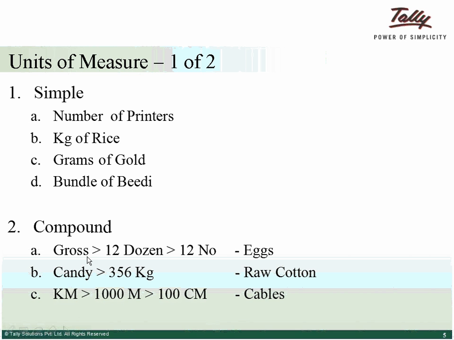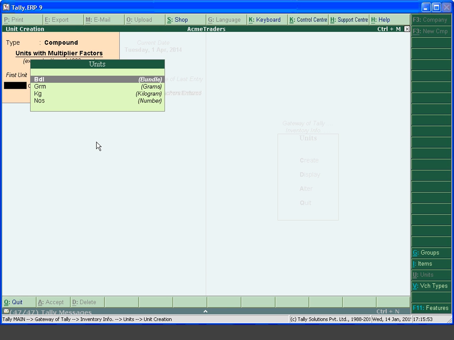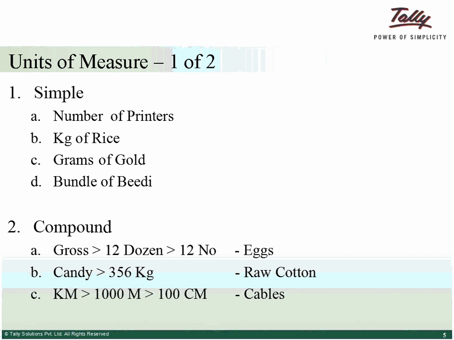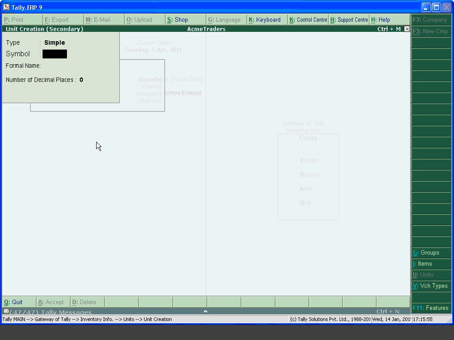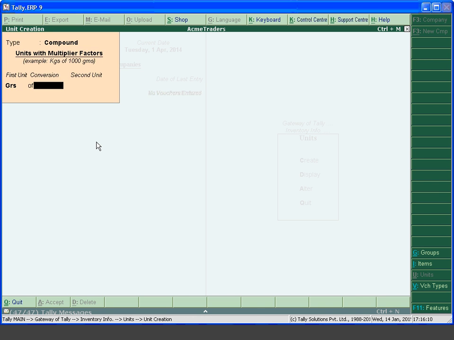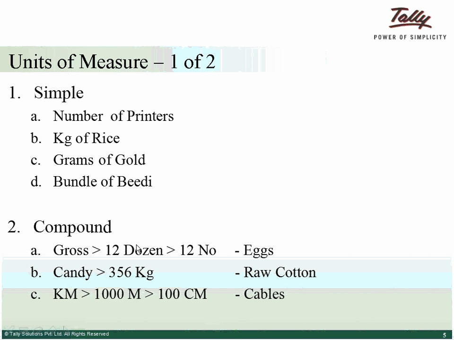We'll just create a simple compound unit now. First you need to create a simple unit and then connect with the formula for compound unit. Say I'll just create a gross with gross of 12 dozen.